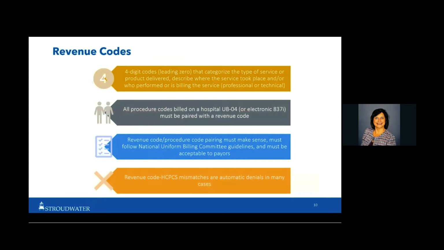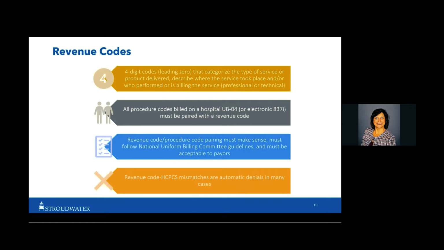All procedures that are billed on a hospital UB form must be paired with a revenue code. And if the revenue code and procedure code don't match up, so if you're putting like a lab test with a radiology revenue code, there's going to be a mismatch there, and they may not get paid. You may get denials back, or most likely you will get denials back. And so you want to make sure that the pairing is correct and it makes sense.